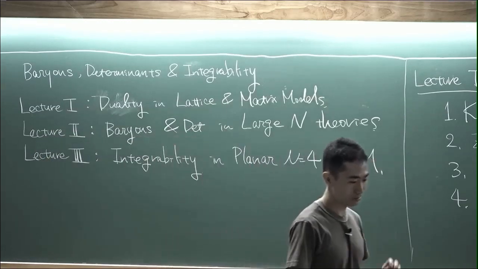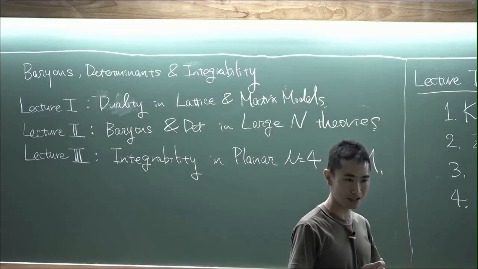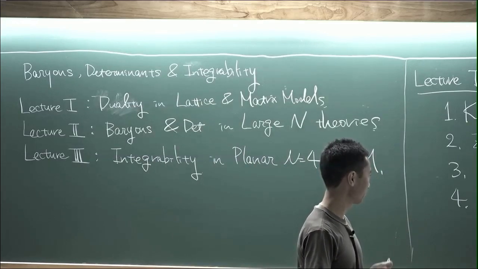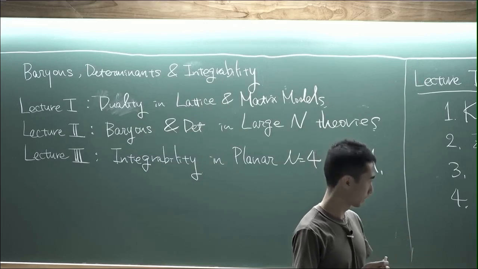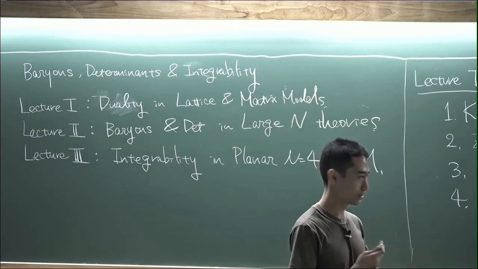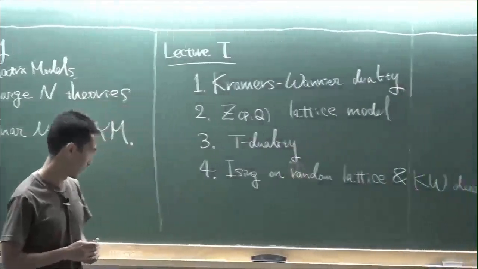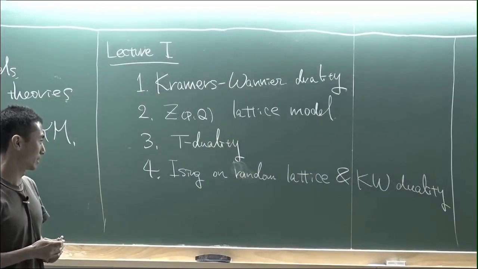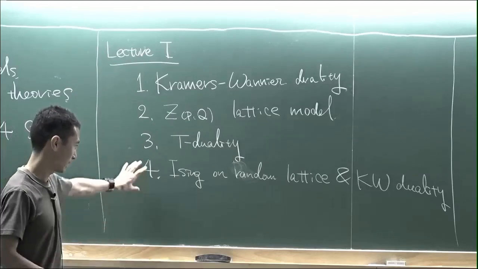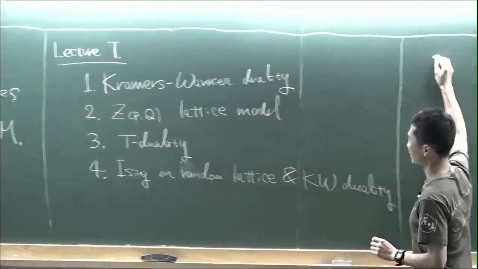This is the plan of the lecture today. I'm going to first start with the very basic Kramers-Wannier duality of the Ising model, and then discuss some generalization of the Ising model, which I would call the Z_PQ lattice model, and discuss the duality there, and the relation between the duality of this model and T-duality in string theory. Finally, I will discuss the Ising model on a random lattice and Kramers-Wannier duality. That final topic connects to the topics of the second lecture. Okay, so this is the plan, and let's start.